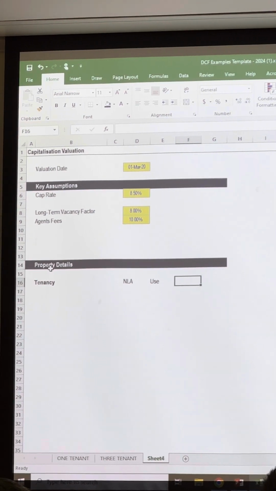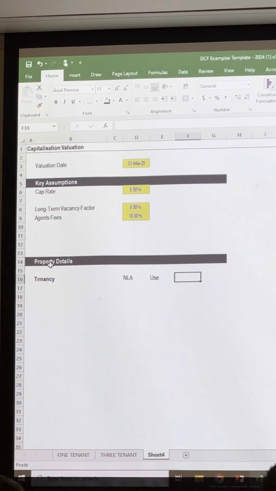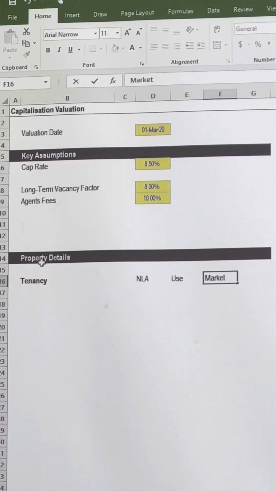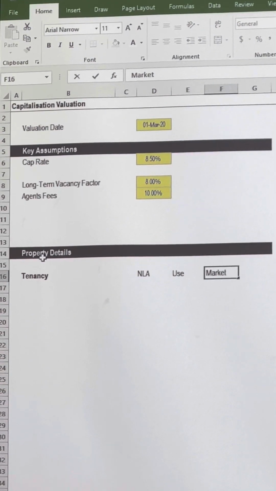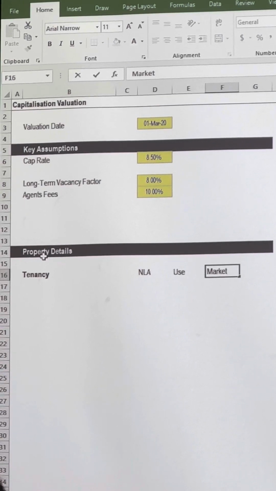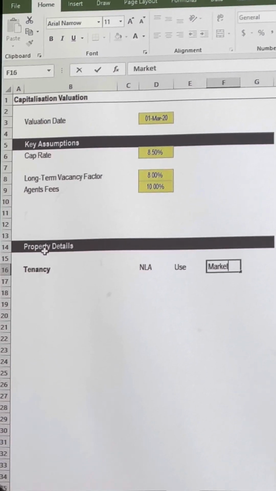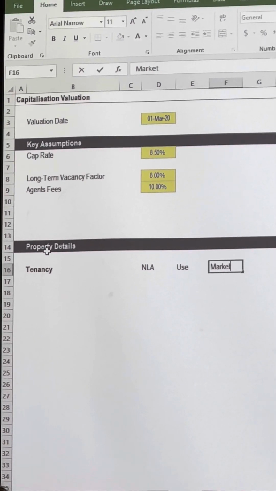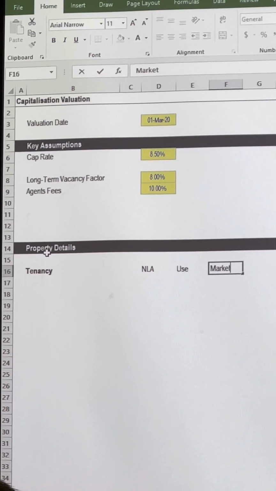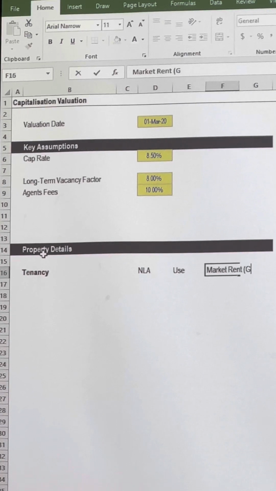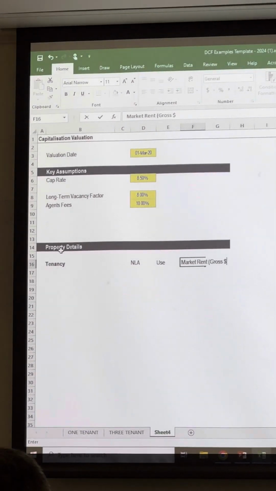For the CapVal, what's the one that we want first? Yeah, market. Yes, you would want the passing rent, similar to what we did in the capitalisation workshop yesterday. We actually looked at breaking down passing versus market, so we can get overs and unders. I think here we're just assuming market is passing. So let's say market rent, gross dollars per metre squared.